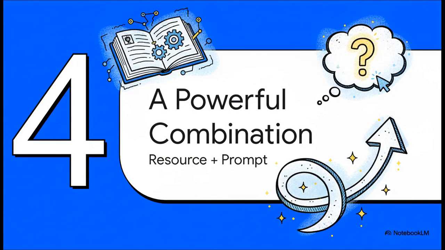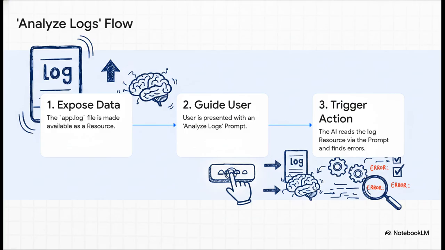All right, let's put it all together. Because while resources and prompts are definitely powerful on their own, believe me, they become an absolute game changer when you combine them. So here's that magic workflow we were just talking about. Step 1. You expose the log file as a resource. Boom, the AI now knows it exists. Step 2, you create an Analyze Logs prompt, which shows up as a simple button for the user. And step 3, the user clicks that button, and the prompt tells the AI to go read that specific log resource and get to work finding errors. See? Data and action, working in perfect harmony.